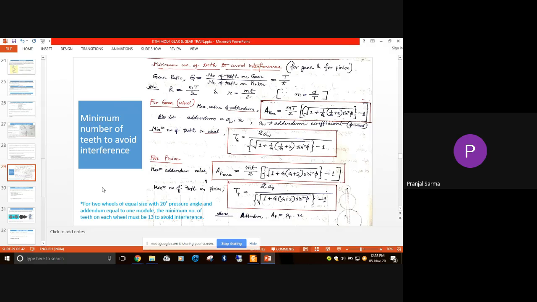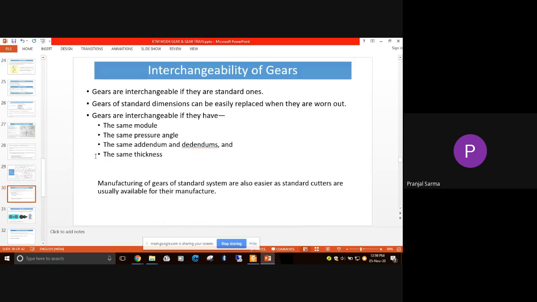Now, whenever two wheels are of equal size, have a 20 degree pressure angle, and the addendum itself is equal to the module value, in that particular case the minimum number of teeth on both wheels has to be 13. So 13 is the minimum number of teeth to avoid interference. This is true for two wheels of equal size with a 20 degree pressure angle and the addendum equal to the module. Understood?